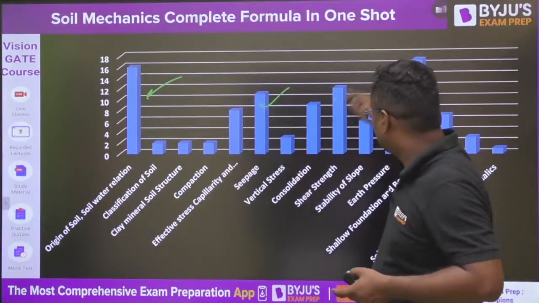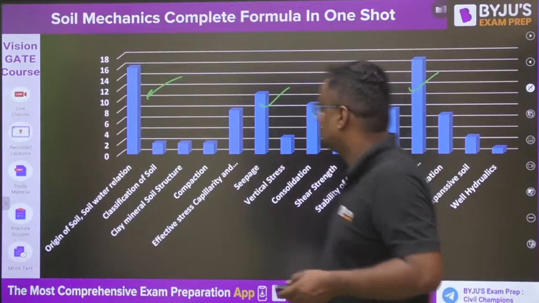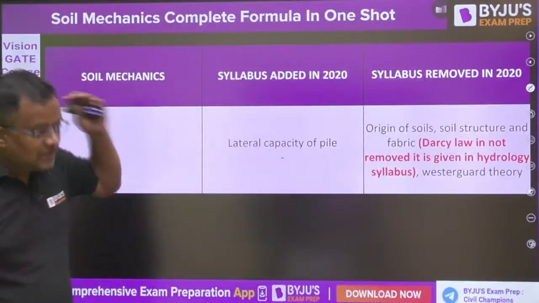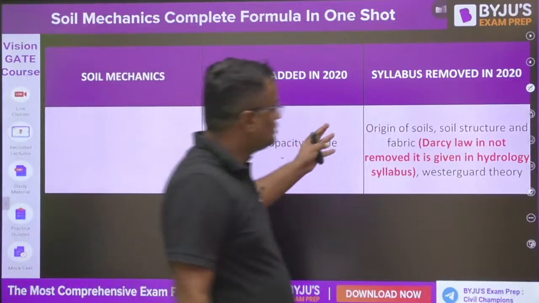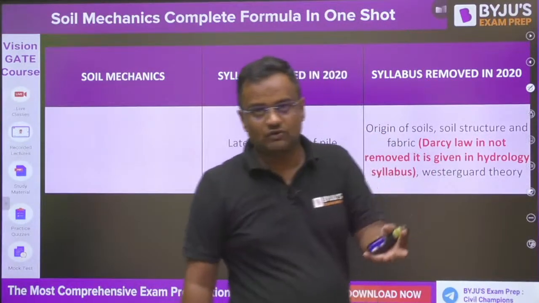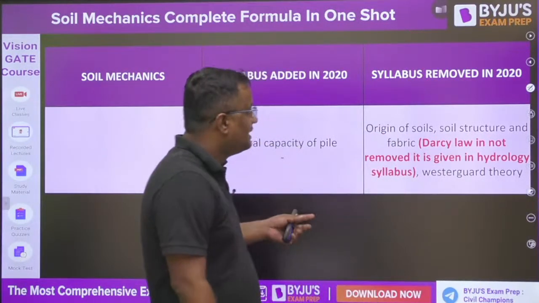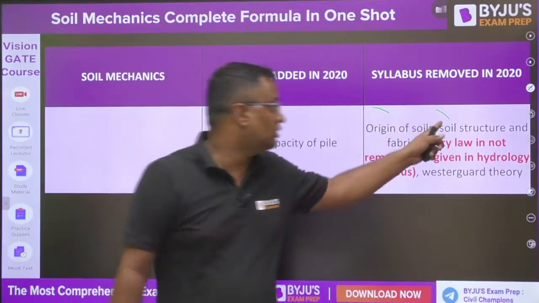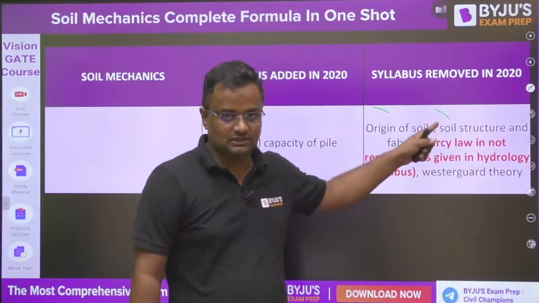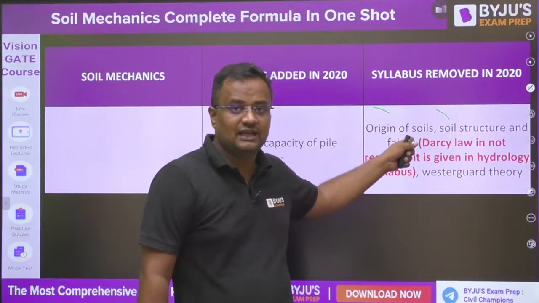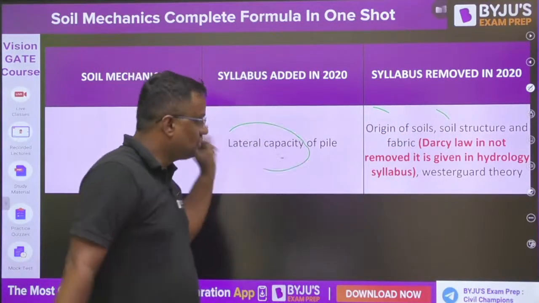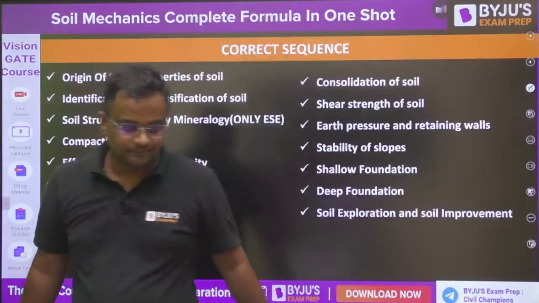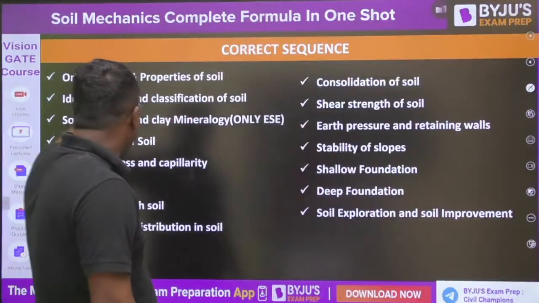Then seepage, consolidation, shear strength and shallow foundation are the most asked topics in the last 5 years. The last syllabus update was in 2020 for the 2021 exam, conducted by IIT Bombay. At that time, origin of soil and soil structure, that is kaolinite, montmorillonite and minerals, was deleted from the GATE syllabus, and origin of soil, that is physical weathering and chemical weathering, and lateral capacity of pile were added. Westergaard was also deleted at that time. Boussinesq is still there.